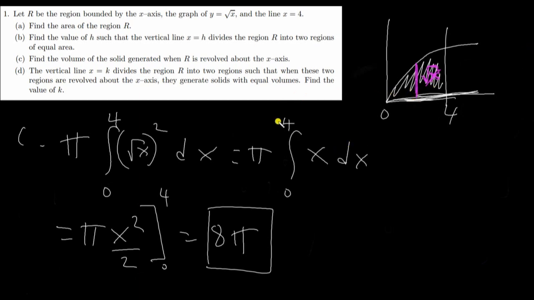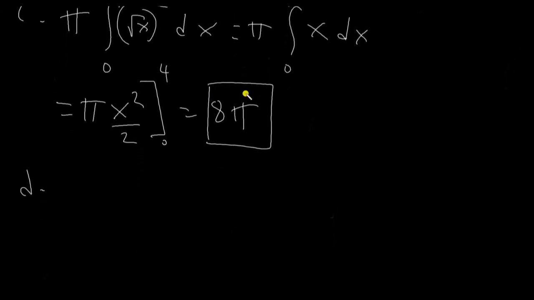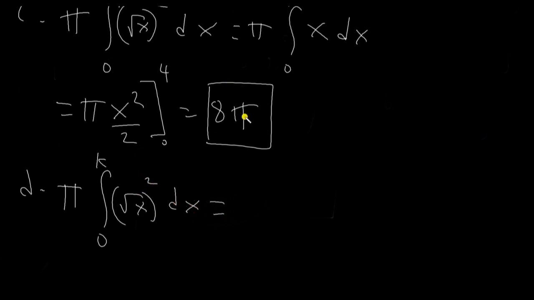Okay, so this is going to be similar to the method we used in part B. So we know that the total volume is 8 pi. So we want to find half the volume, which is going to be 4 pi. So there's going to be some number, k, such that the integral from 0 to k of square root of x squared dx is going to be equal to half of the total volume. So half of 8 pi is 4 pi. So the question is, what's the value of k for this? And we'd get 1 point for setting this up.